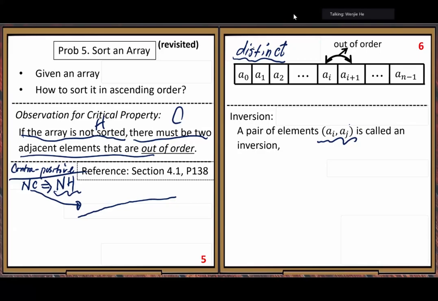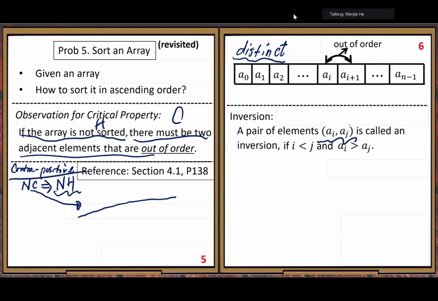So for that reason, we introduced this important concept. Why did we introduce this concept? Inversion concept. Because that's the main state we want to study. This inversion, that's the reason that causes the whole array not sorted. That's the whole reason.